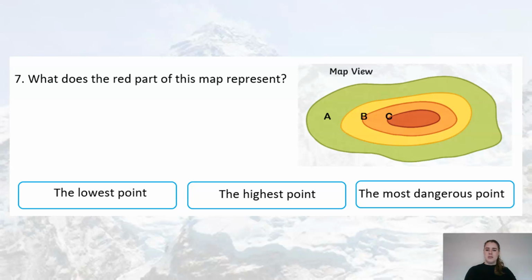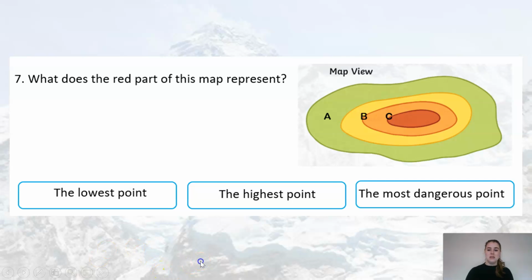Now, what does the red part of this map represent? Is it the lowest point on the map? Is it the highest point of the hill on the map, or is it the most dangerous point of the hill that's represented on this map? Pause the video and see if you can work out the correct answer.